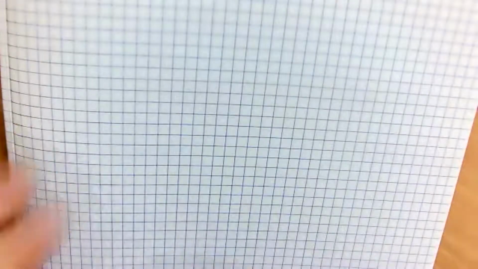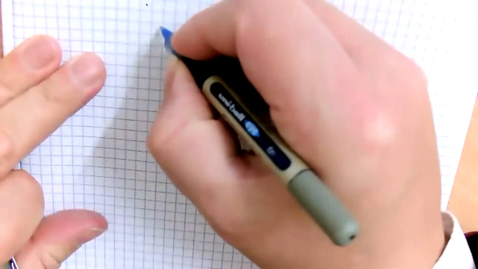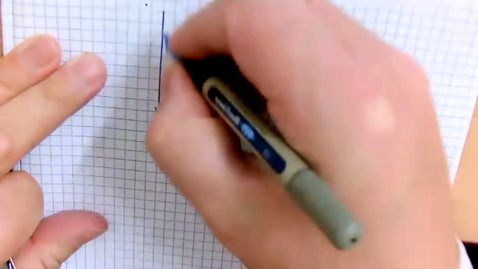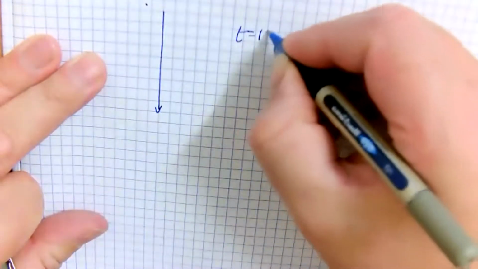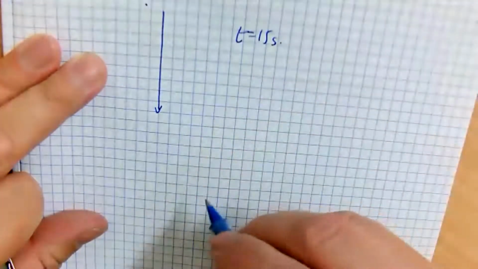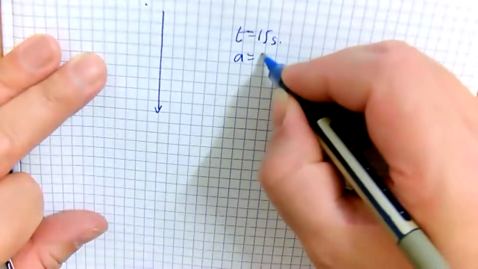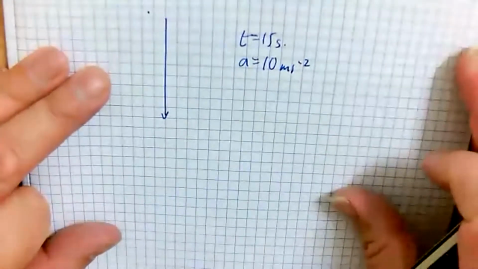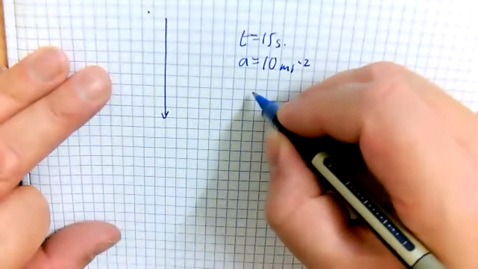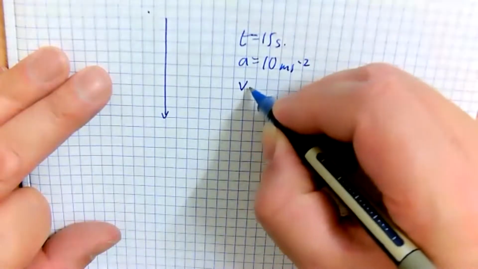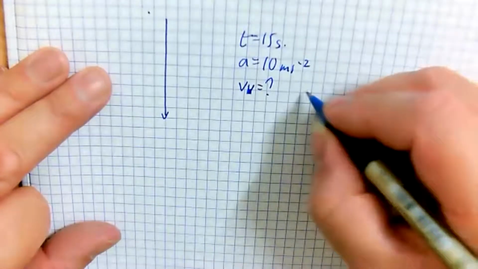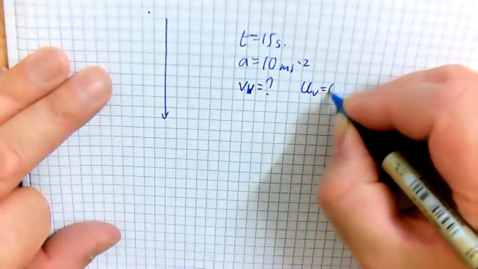If the ball's traveling, just looking at the vertical component, first of all, we know that it's fallen for 15 seconds. We know the acceleration is 10 meters per second squared. Normally it's 9.81, but in this question they called it 10. We want to work out the final vertical velocity, vv. We know that uv is 0.